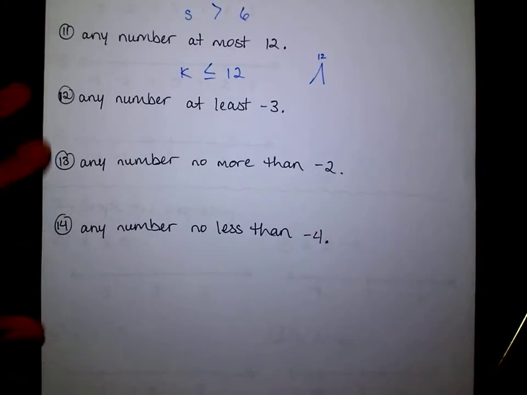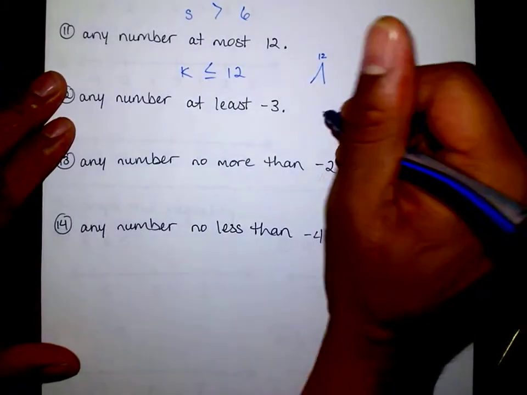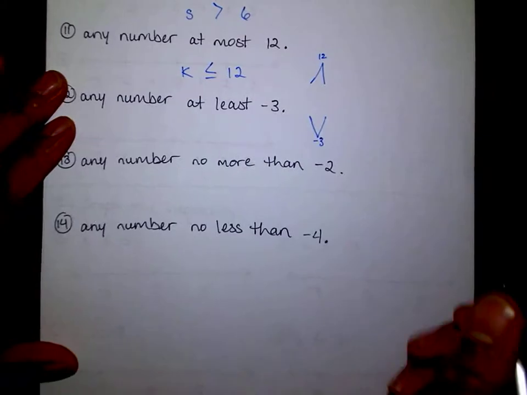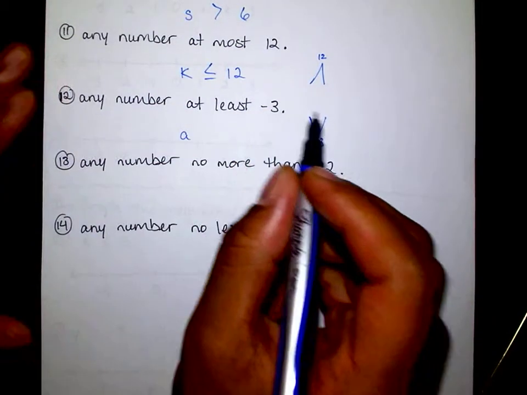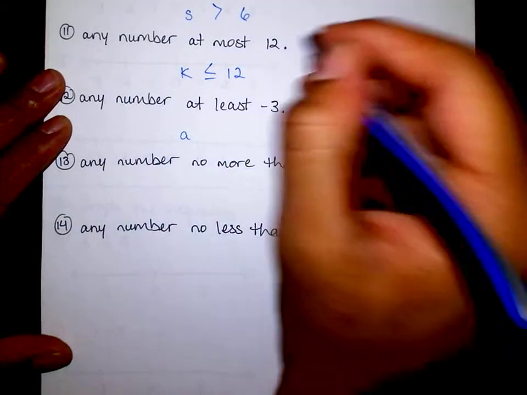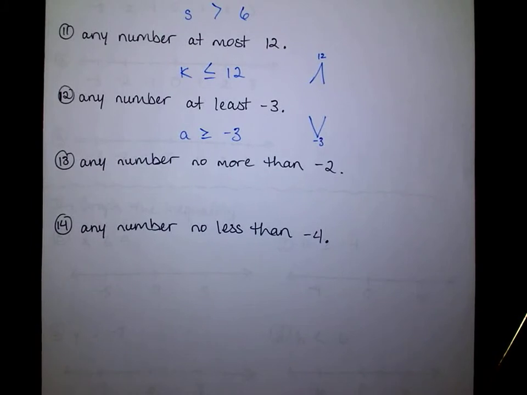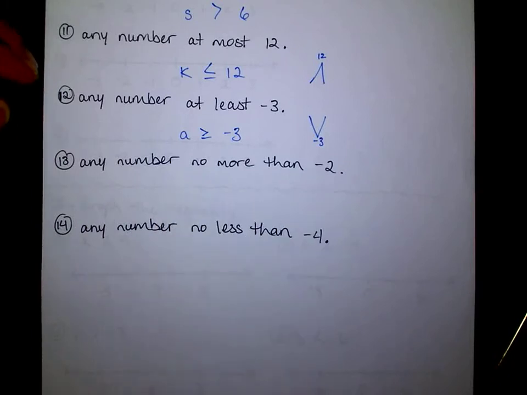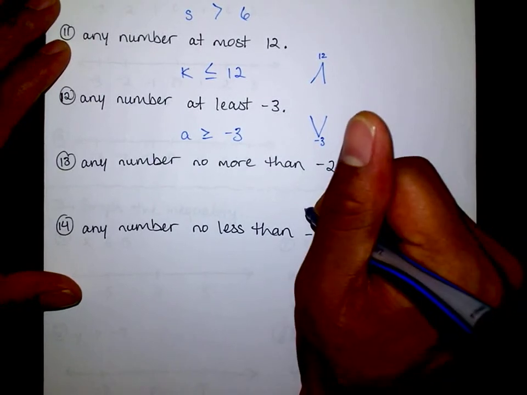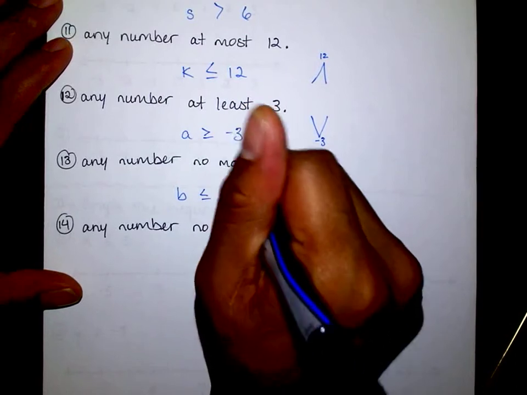Alright? Moving up. The next one says any number at least -3. At least means that's the least, that's the lowest it can be. So it can be -3, and it can be anything greater than or above -3. Let's use A for any number. At least -3, so that means it's greater than or equal to -3. Now we have any number no more than -2. So it can't be anything more than -2. So this would be a less than or equal to, and -2.